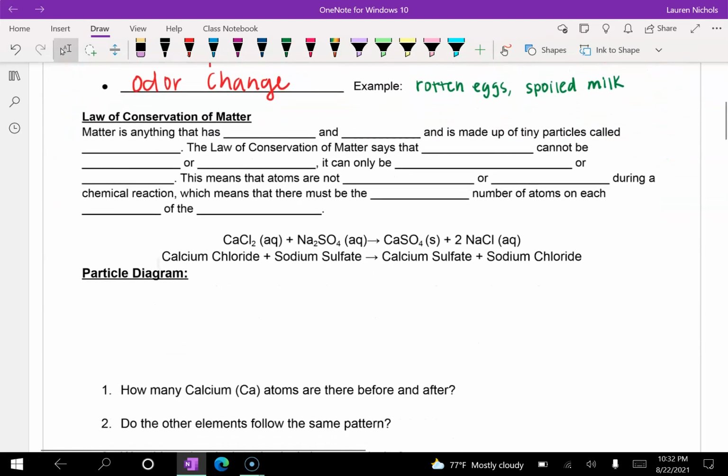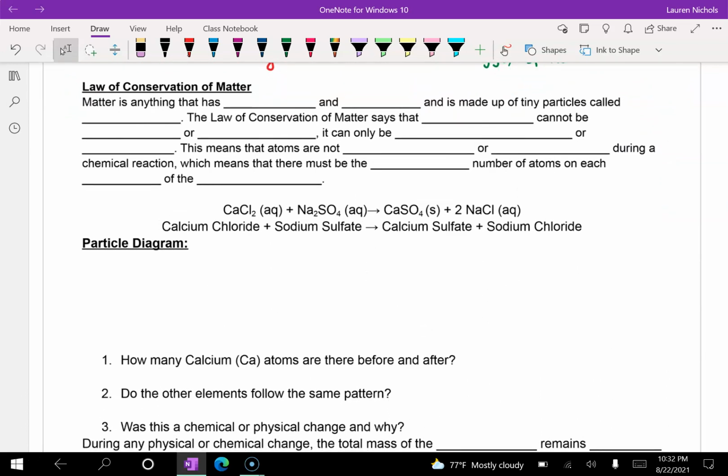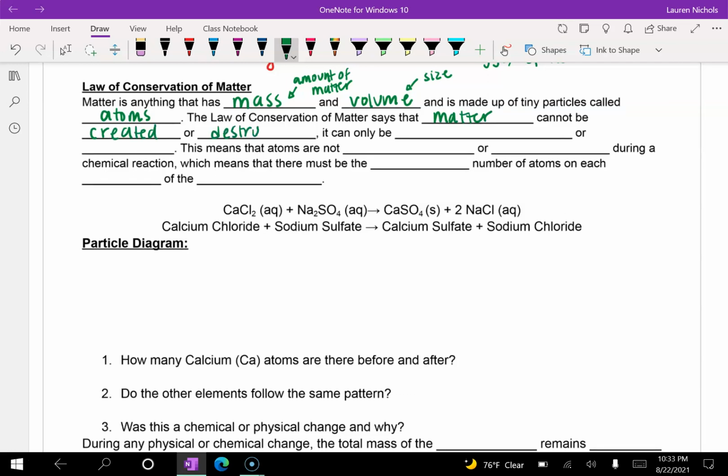So now we're going to move on to the law of conservation of matter. The law of conservation of matter is about anything that has mass, which remember is our amount of matter. You don't have to write this part down, but I just want to have it there as a reminder. So anything that has mass and volume. And remember, volume is the size or the amount of space it takes up. It's made up of tiny particles called atoms. The law of conservation of matter says that matter cannot be created or destroyed. This is hopefully something that you remember from middle school.